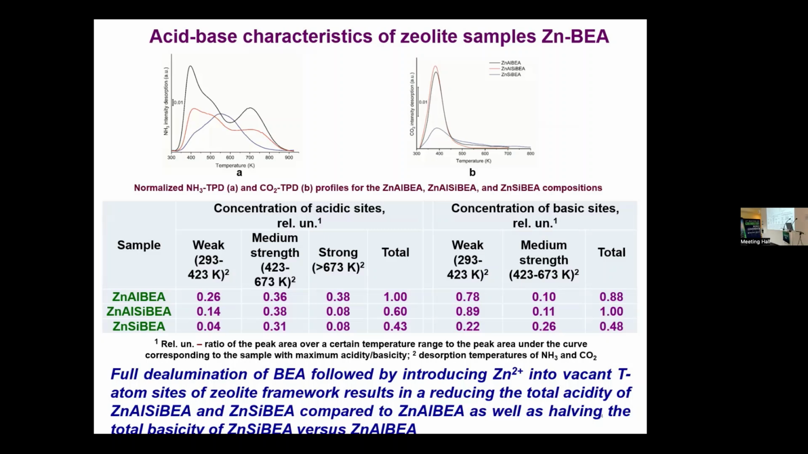So in the case of Zn-SC-beta, by desalumination, we remove aluminum. So in this case, strong acid sites are in very small amounts in these two cases. So full delamination of beta followed by introduction of Zn into the vacancy site of the zeolite results in reduction of the total acidity and reduction of the total basicity.